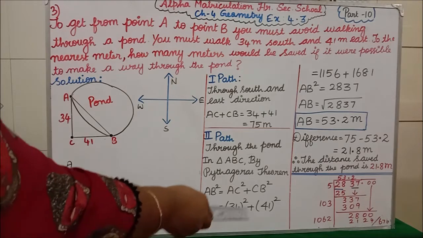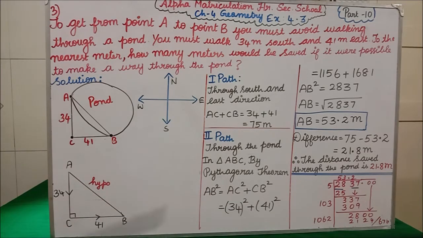We all know 34 square means 34 into 34. So 34 into 34 is 1156 plus. Similarly, 41 into 41 is 1681. Clear? Now, if we add both the values, we are getting AB square equal to 2837. But we don't want the square, so we take the square to this side, meaning we get the square root. So we want to find the value of the square root of 2837.